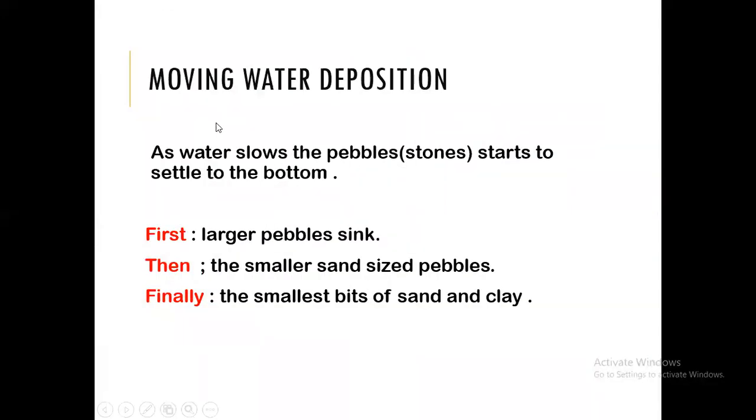How is it happening? To understand how deltas are formed, look at moving water deposition. As the water slows, the pebbles start to settle to the bottom. First the larger pebbles sink, then the smaller sand-sized pebbles, and finally the smallest bits of sand and clay.